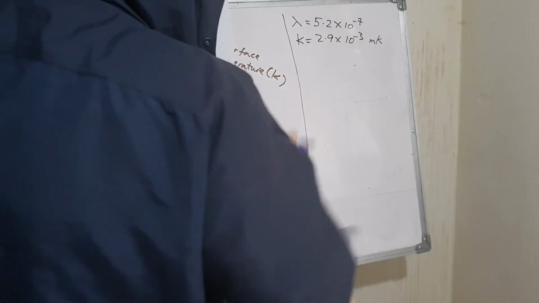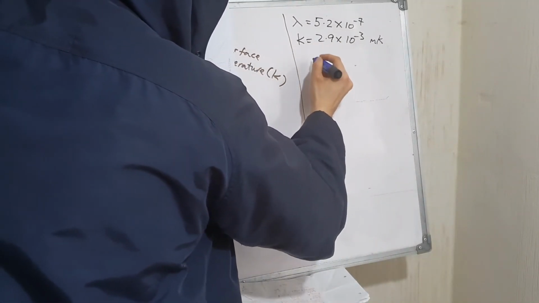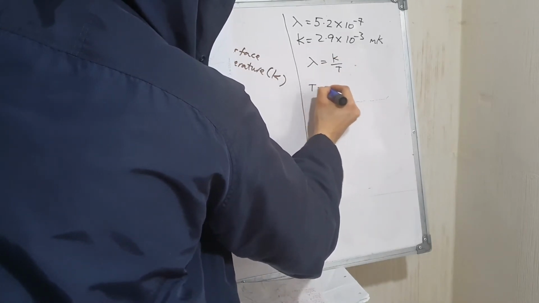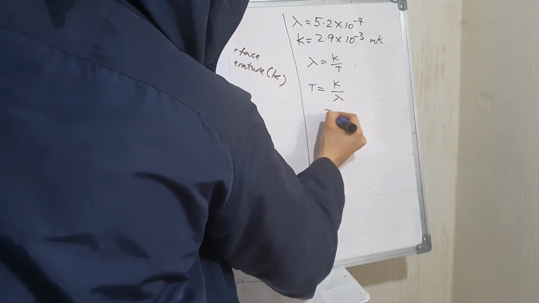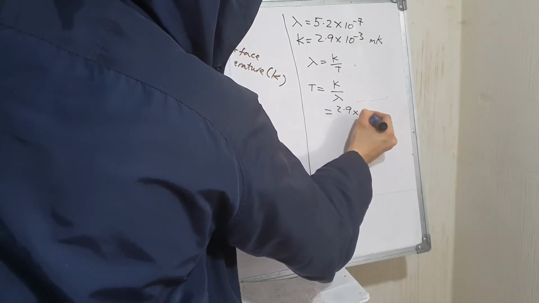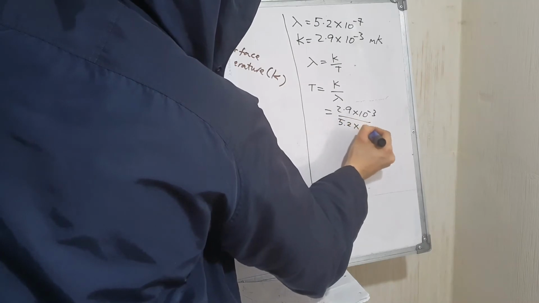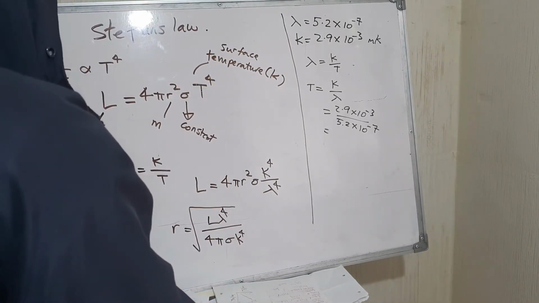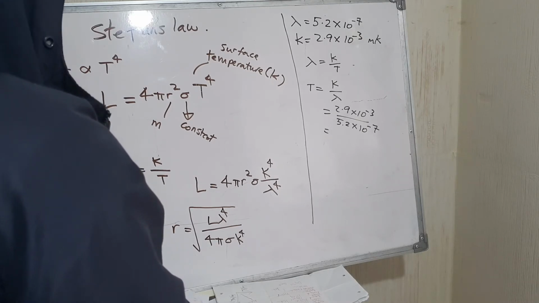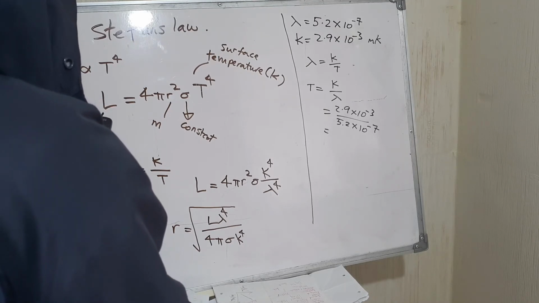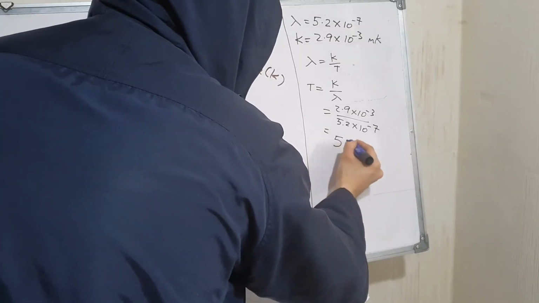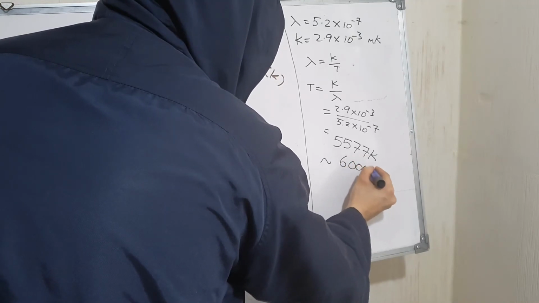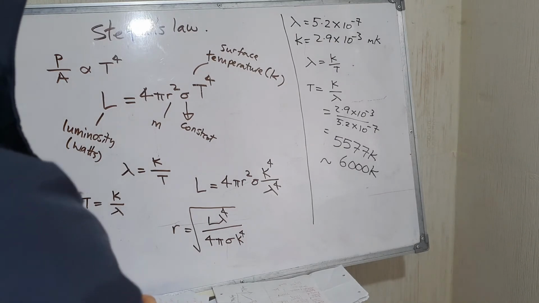And we want to work out, well, what was the equation? The equation for Wien's displacement law is that lambda is equal to k over T, and we want to work out T. So T is equal to k over lambda, and that is 2.9 times 10 to the minus 3, divided by 5.2 times 10 to the minus 7, and you should get, okay, so that is what you should get.